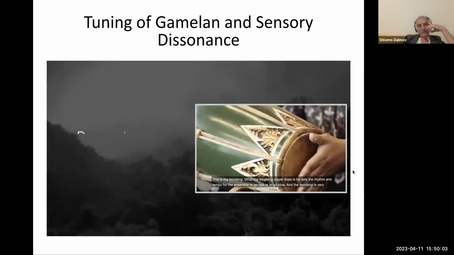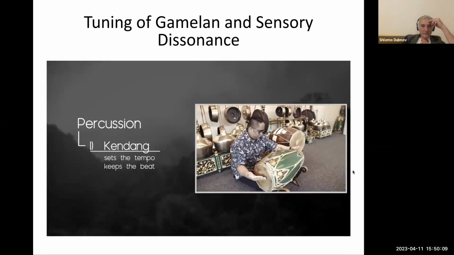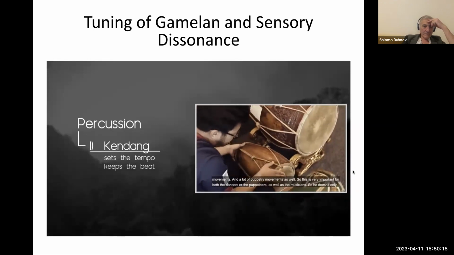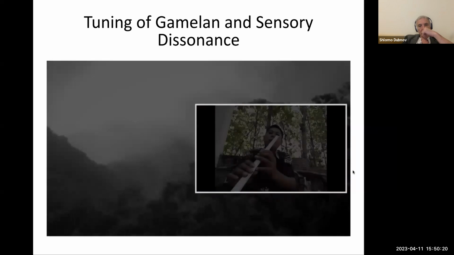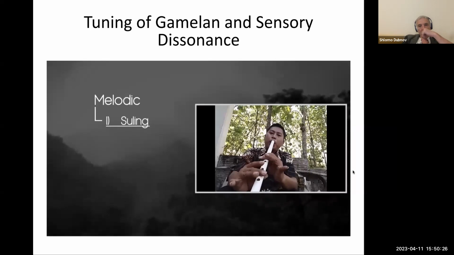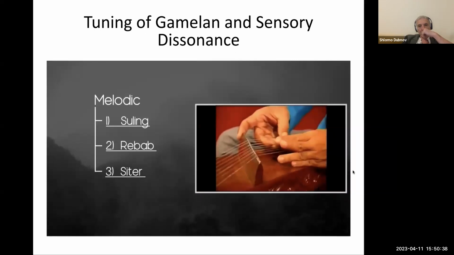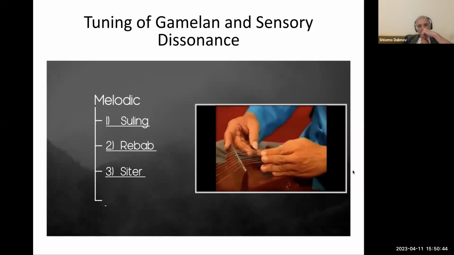Gamelan also uses percussion instruments. Typical for Javanese gamelan is the two-headed drum kendang. It is very important as its player sets the rhythm of the music piece. It also plays the role of the beat for dancing performance that is accompanied by gamelan music. And the last group of instruments plays a melodic role. It is suling, the flute-like instrument. Rebab, a bowed two-string instrument. And siter, a harp-like instrument. Also, some gamelan pieces implement singing.